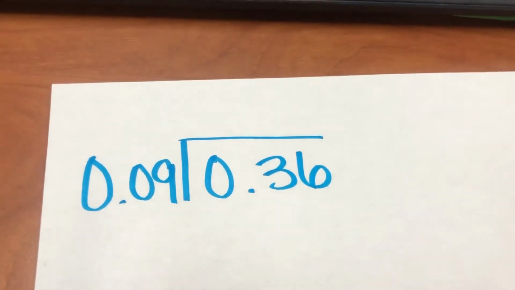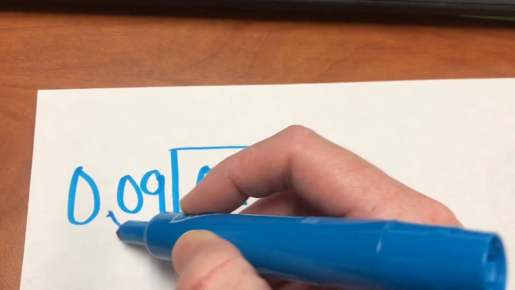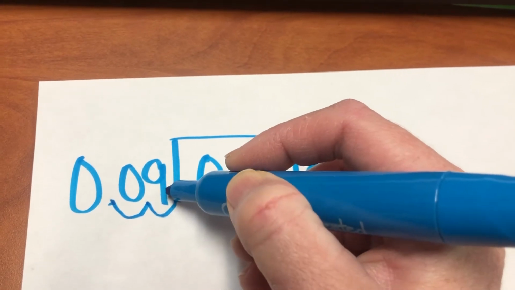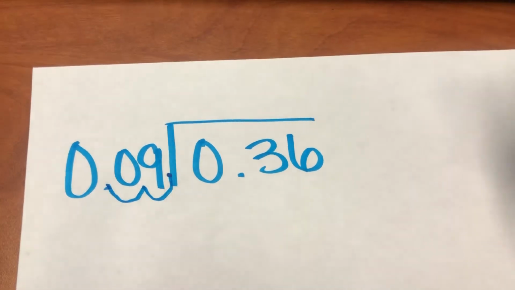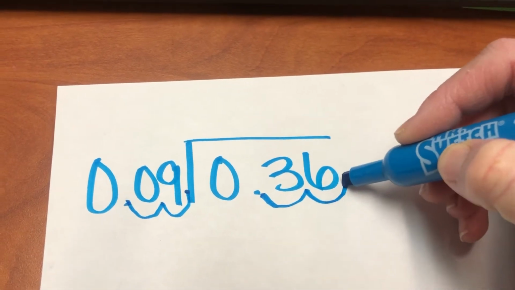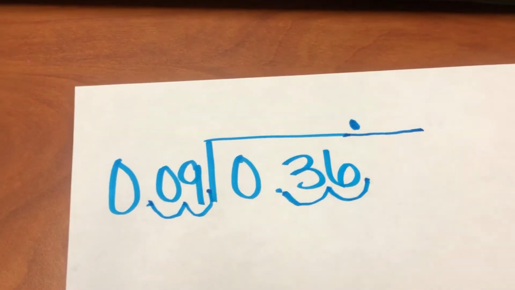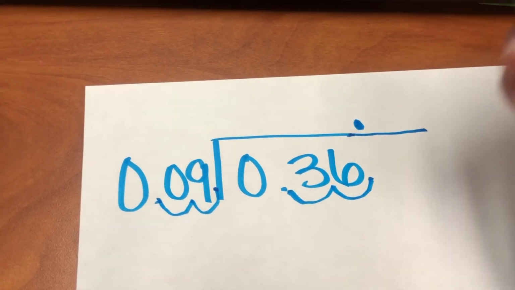All right, a new problem. Same type of problem. This time I need to move the decimal point 2 times to get it to the end of the number, to make a whole number 9. I have to be fair and do the same thing under the sign. So I'm going to move it 2 times and then straight up into my quotient. Now it's just division like normal.